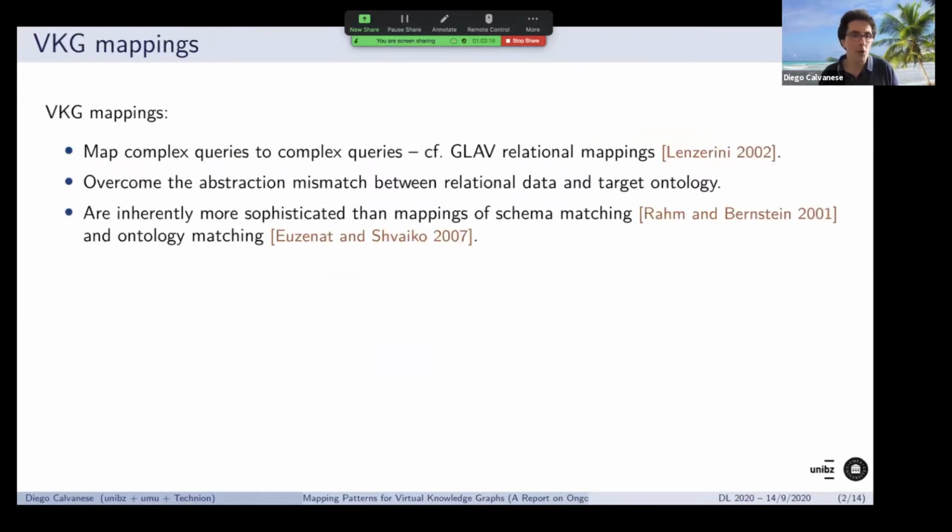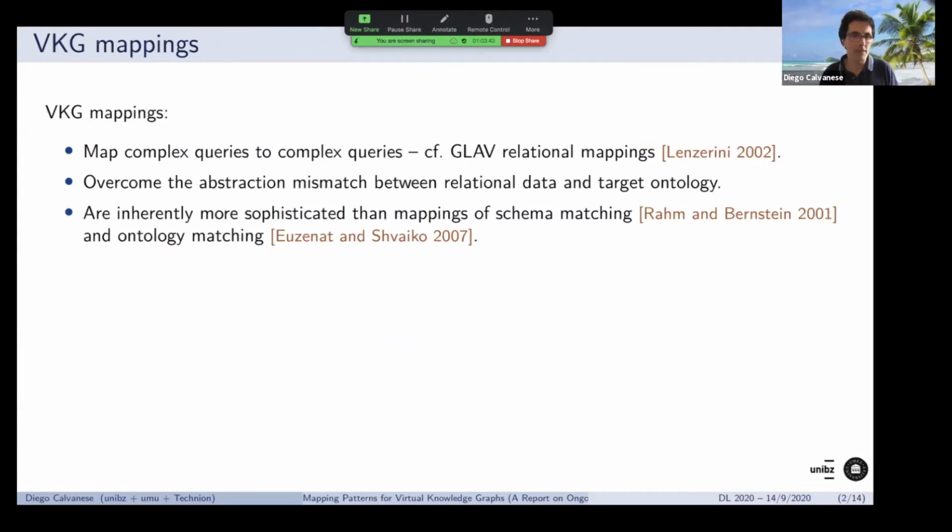Now, an important component of such a system are the mappings, the VKG mappings, which map complex queries to complex queries. So in this sense, they are similar to GLAV relational mappings, which have been studied in the relational setting for many years already. The idea is to overcome the abstraction mismatch between relational data and the target ontology. So that's a difference from the pure relational setting.